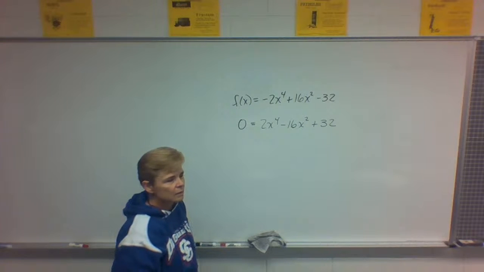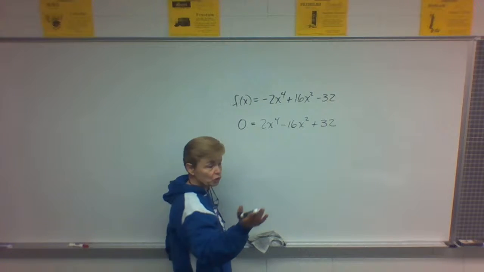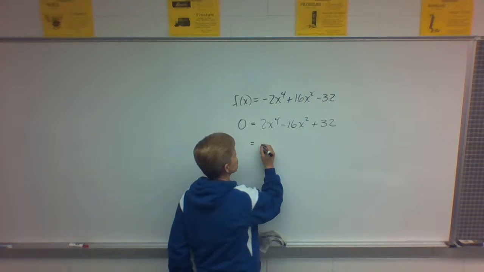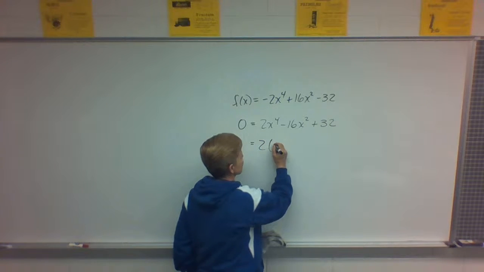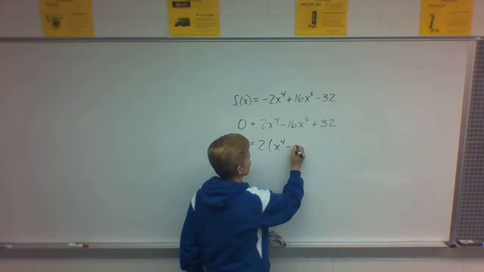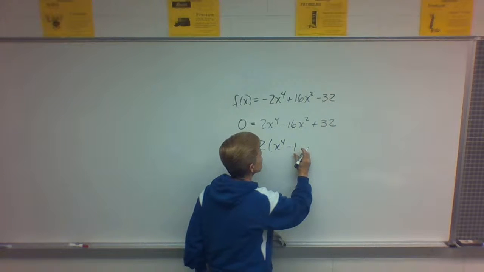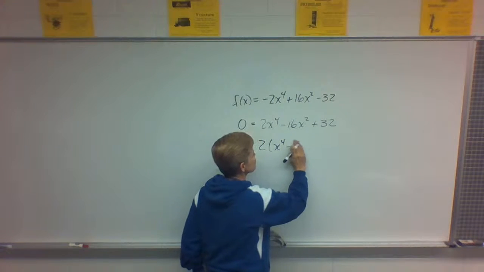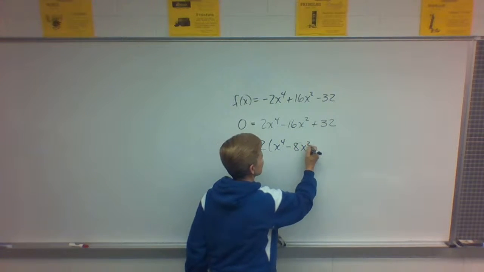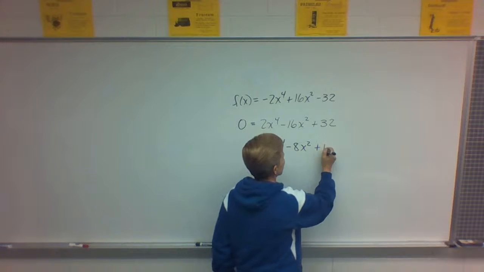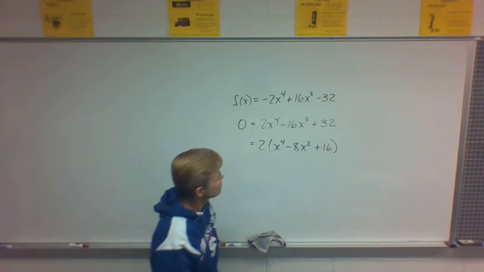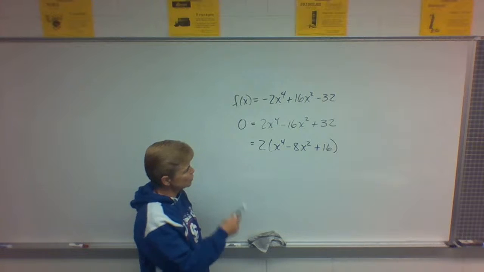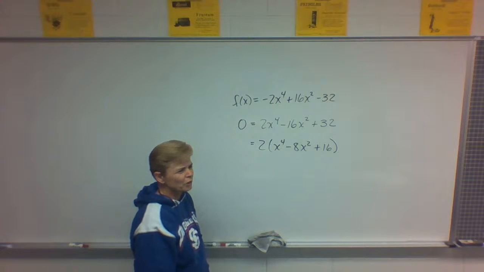Divide by 2. Pull out a 2, right? Divide by 2 is good words. Take out a 2, what's left? x to the 4th minus 8x squared plus 16. And then we should attempt to factor what's left, but that's a fourth degree.